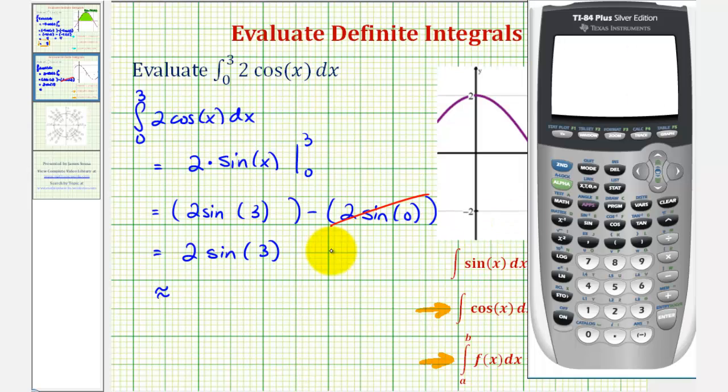We do want to make sure that we are in radian mode, so we'll press the mode key. Notice how in the third row we do have radians highlighted. If it wasn't, we would just move the cursor to radians and then press enter. And now we'll go to the home screen, second mode for quit. So now we'll enter 2 sine and then 3 close parenthesis, enter. So we can see the value approximately, let's round to 4 decimal places, 0.2822.